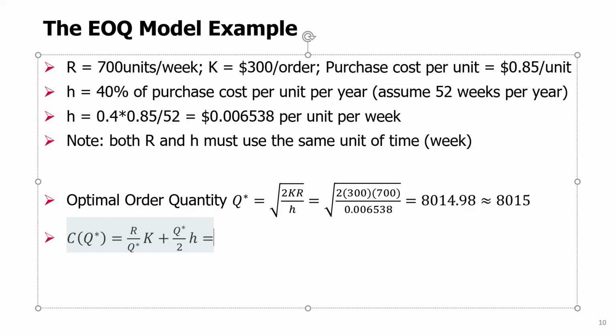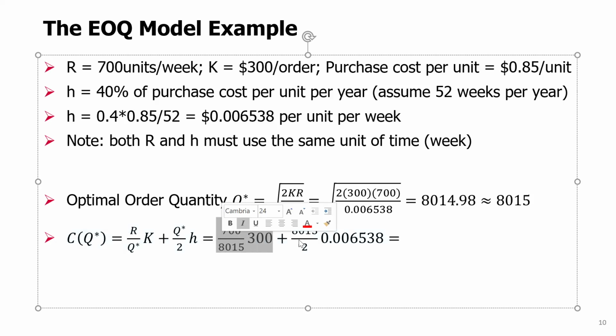Let me repeat this. I'd copy this and then plug in for R. R is 700, Q star is 8,015. I'm going to put the rounded variant because I want to evaluate the actual quantity that I determined, multiplied by 300, and then again 8,015 multiplied by H. H is 0.006538. So if you do the calculation all the way, first of all, if you do the first part, you will discover that it is equal to 26.2.